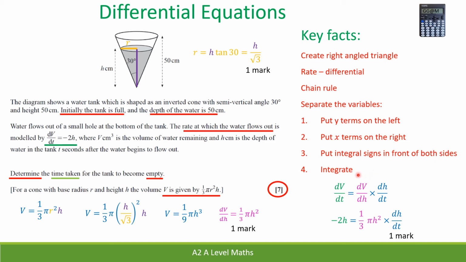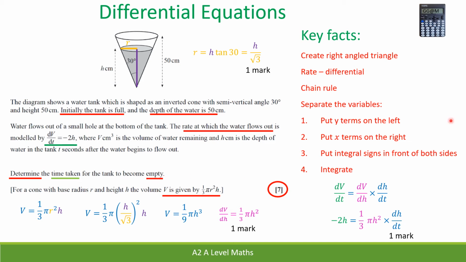We're then going to integrate. We're going to be putting in the limits that we were told earlier: when the height is equal to 50, the time was 0. Then you can work out your constant, and then you can have a go at finding the time when h is equal to 0.